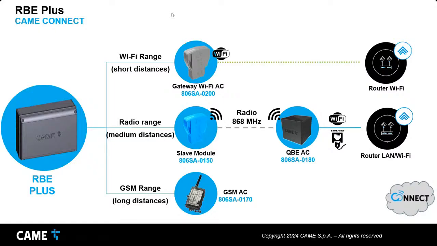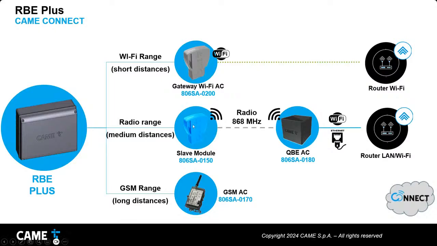Anyway, on this page we can see 3 different solutions in order to connect the RBE Plus to CAME Connect. First of all, if we have short distances and the RBE Plus is reachable in the Wi-Fi network of our router, we can use the Wi-Fi gateway, which is the gray key directly installed into the RBE Plus. If we are talking about medium range distances, within 150 to 200 meters in open spaces, we need to go with the radio solution.